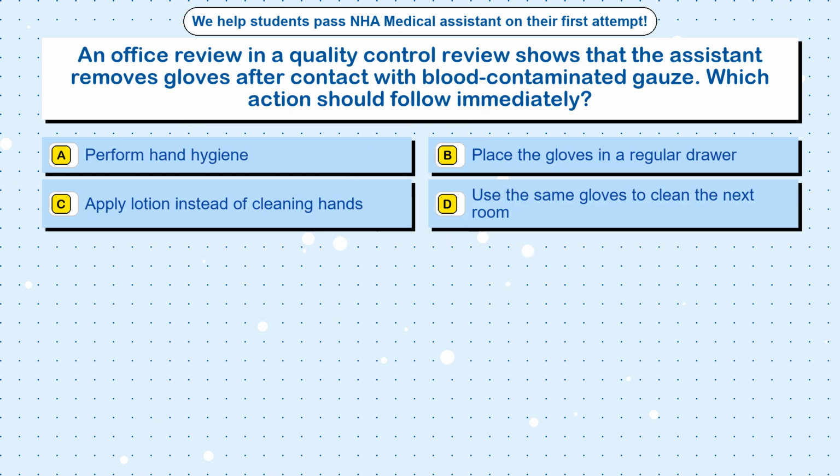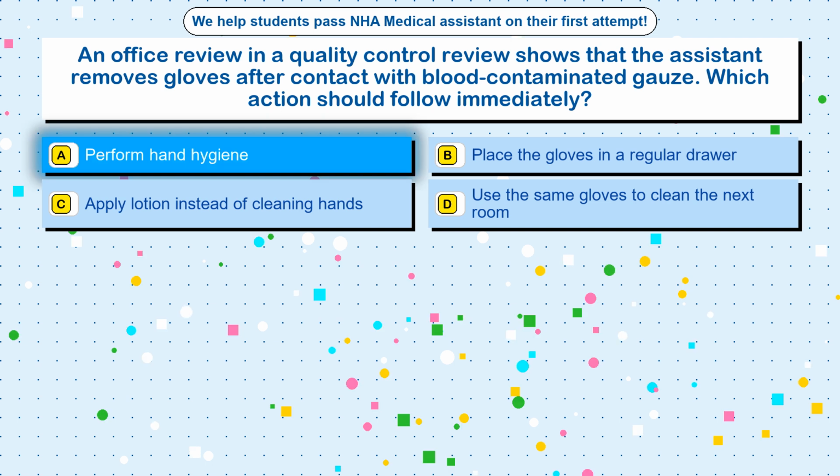Question 11. An office review in a quality control review shows that the assistant removes gloves after contact with blood-contaminated gauze. Which action should follow immediately? Option A, perform hand hygiene. Option B, place the gloves in a regular drawer. Option C, apply lotion instead of cleaning hands. Option D, use the same gloves to clean the next room. The correct answer is option A, perform hand hygiene.